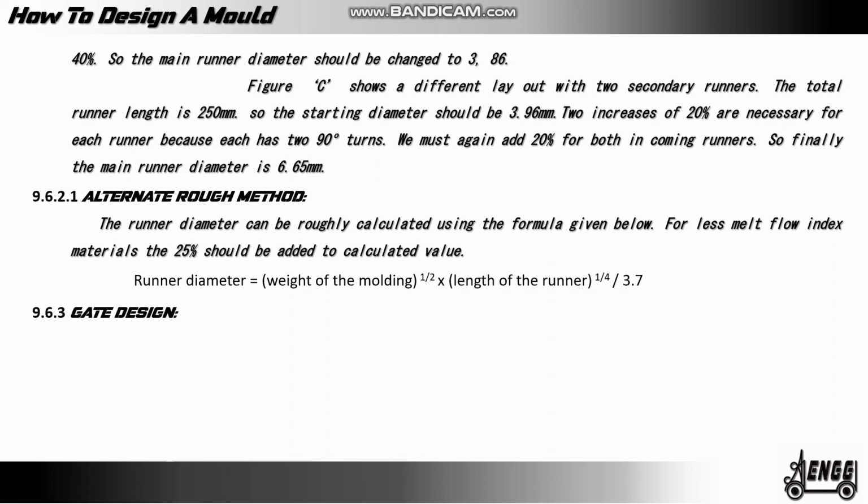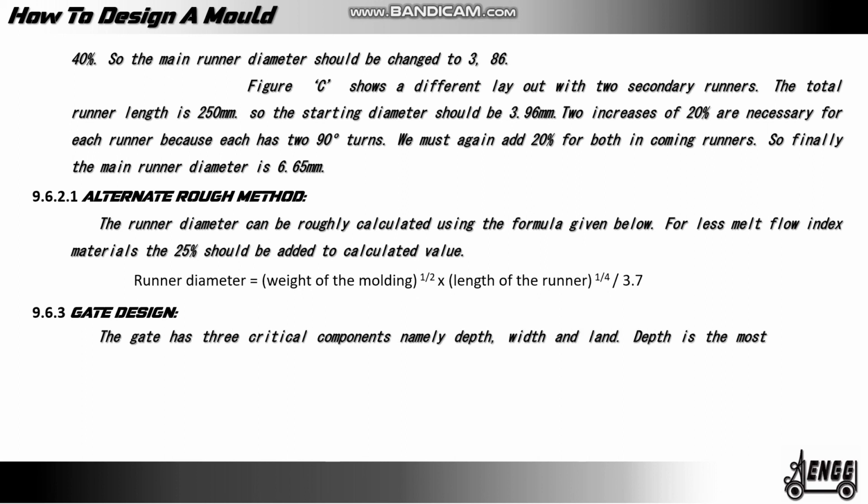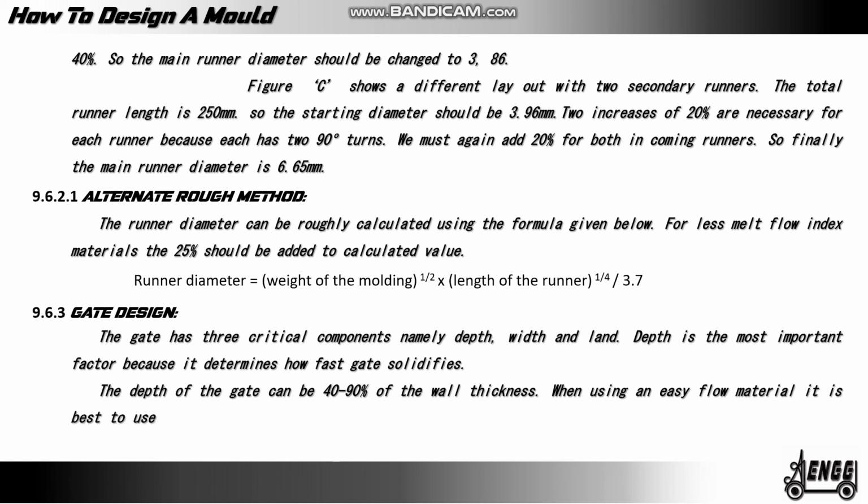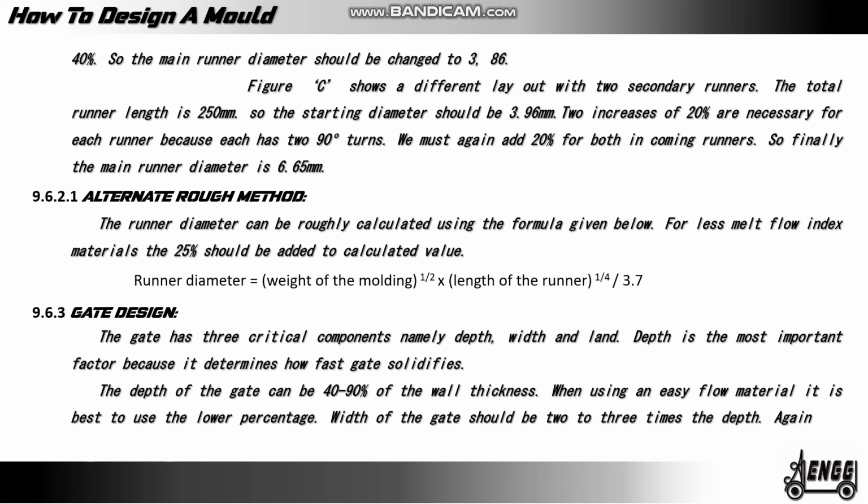Gate design. The gate has three critical components, namely depth, width, and length. Depth is the most important factor because it determines how fast the gate solidifies. The depth of the gate can be 40 to 90% of the wall thickness. When using an easy flow material, it is best to use the lower percentage. Width of the gate should be 2 or 3 times the depth. Again, for easy flow material, it can be 2 times the depth.